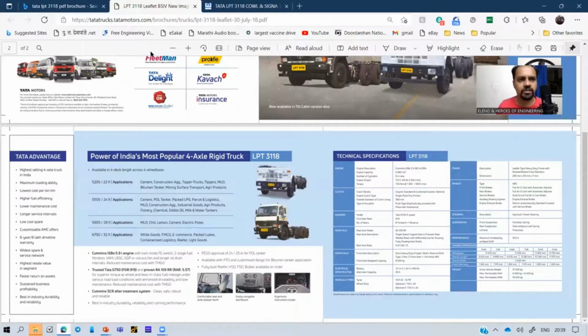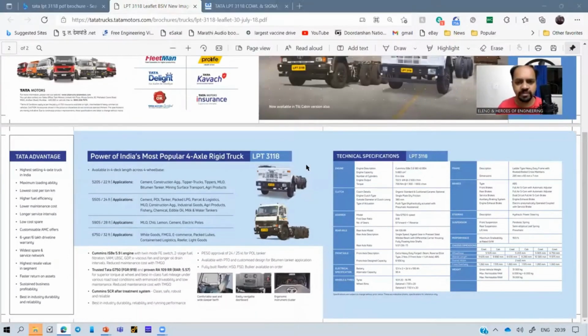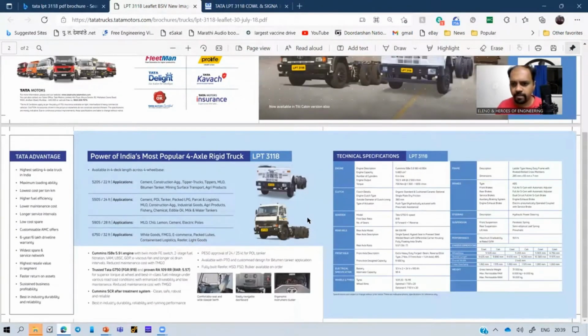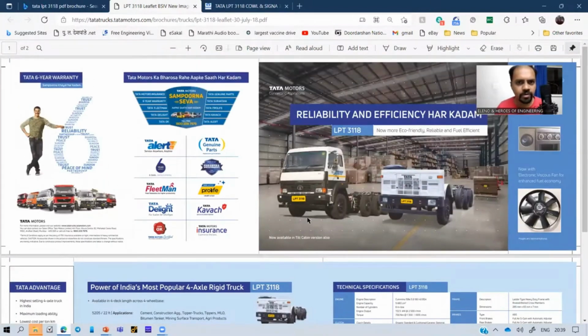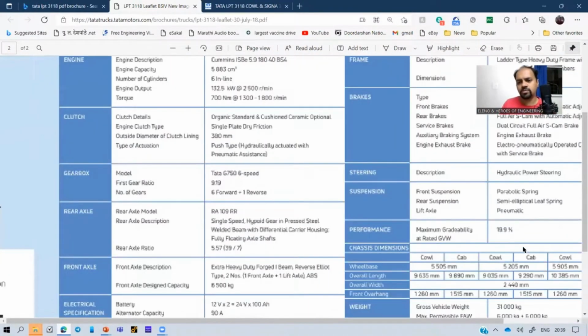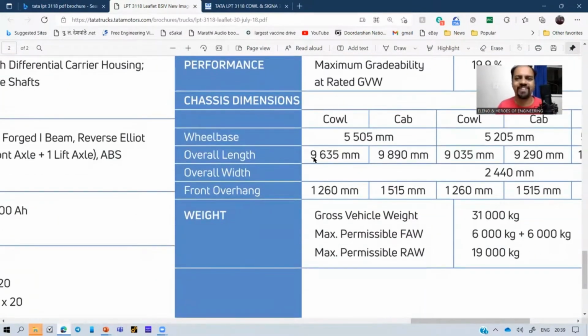Yes, this looks better. So this is already a PDF, so I can save this. Now, if you can scroll down, or if you can just see this part. Here you go. Okay, so overall length 9635 millimeter, 9890 millimeter. Okay.